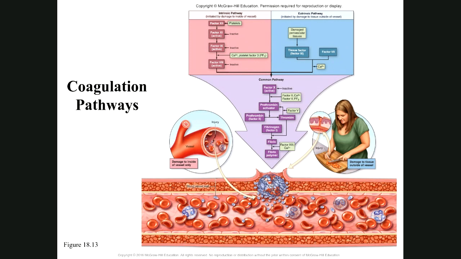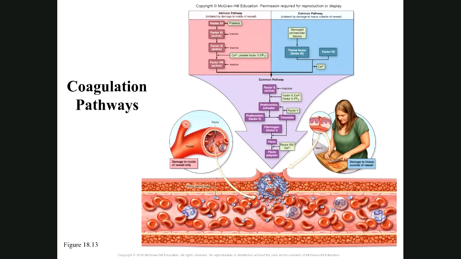With the intrinsic pathway, it's initiated by damage that's done to the inside of a blood vessel. The extrinsic pathway is initiated by damage to tissue outside of a vessel. So here you can see there's injury to this blood vessel here. It initiates this intrinsic pathway. Here she's cutting something and has cut her finger. That would initiate the extrinsic pathway. And they all really work together. And so this is just basically the pathway of what happens to form this clot.